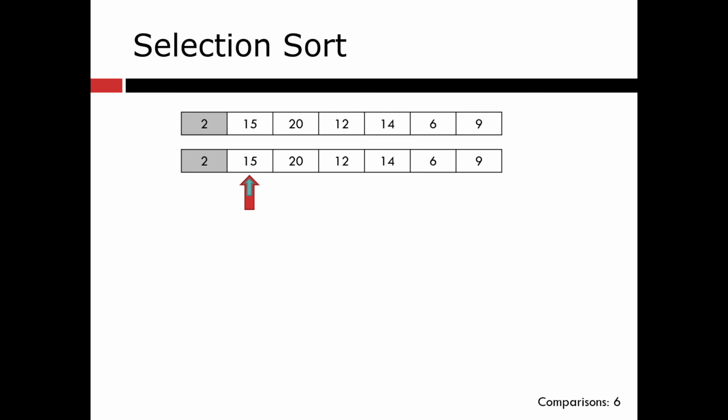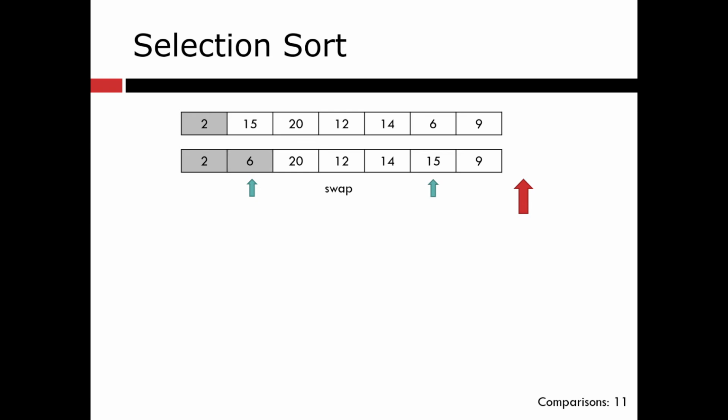The first time we check, 15 is the smallest. We check against 20, still smallest. Great. We flip with the 12. 12 is still smaller than 14. 6 is smaller than 12. 6 is smaller than 9. Great. At this point, we're going to swap the 16 and the 15.